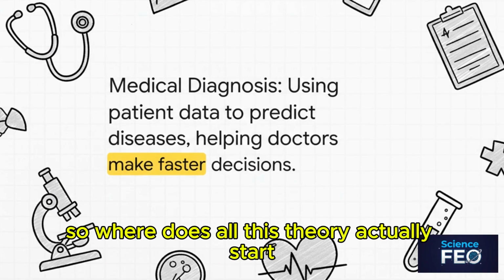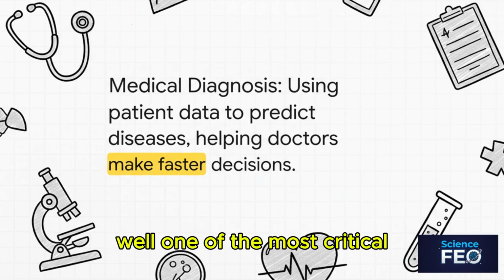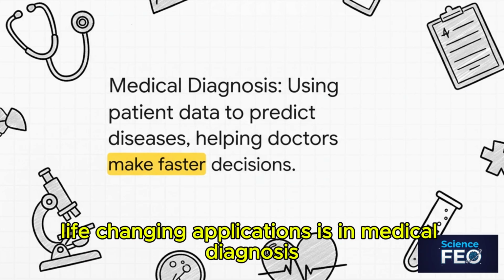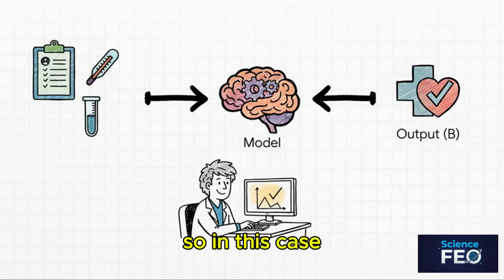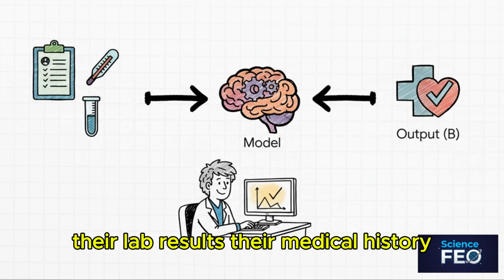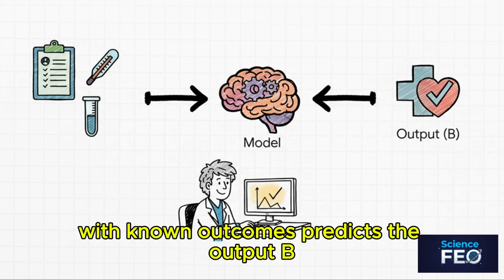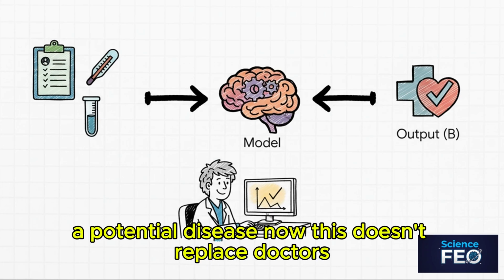So where does all this theory actually start to make a real difference? Well, one of the most critical, life-changing applications is in medical diagnosis. So in this case, the input A is all of a patient's symptoms, their lab results, their medical history. The model, which has already studied thousands of past cases with known outcomes, predicts the output B, a potential disease.